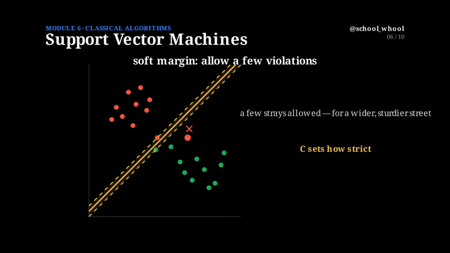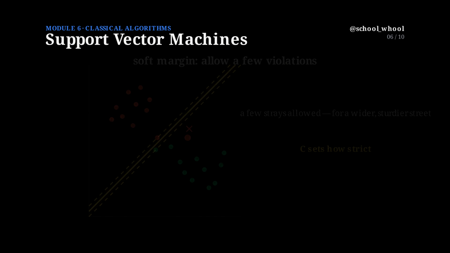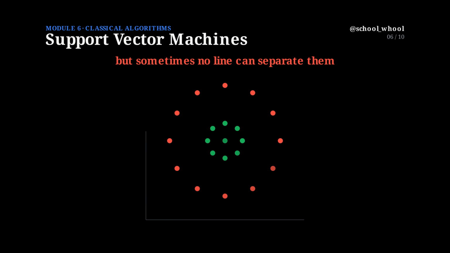But what if no straight line can separate the groups at all? Picture the safe customers forming a cluster, completely surrounded by risky ones. No single straight line can wrap around the middle. We seem stuck. Here's the clever escape, called the kernel trick.